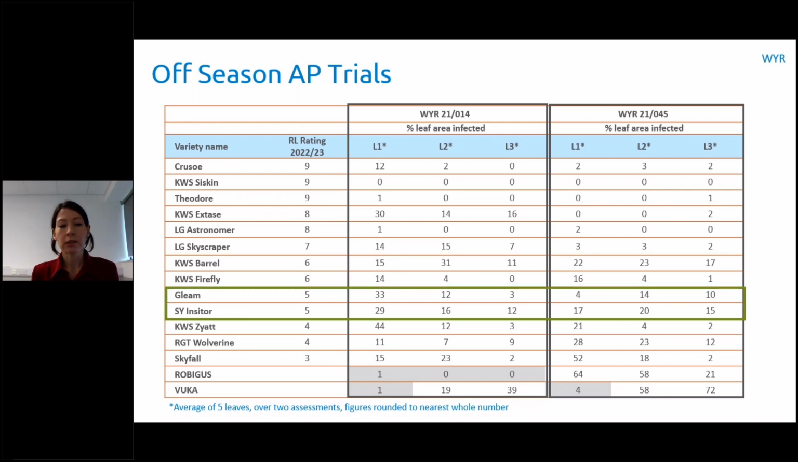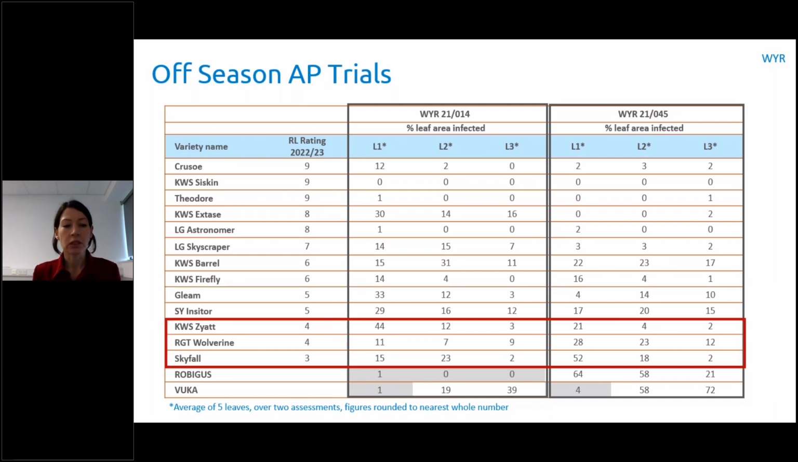Gleam and SY Inciter with ratings of 5. You can see we were seeing up to 30% on leaf 1 for the isolate 2114, but quite variable levels with the isolate 2145.